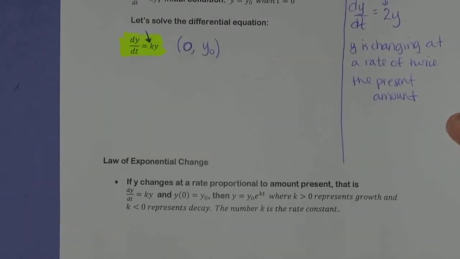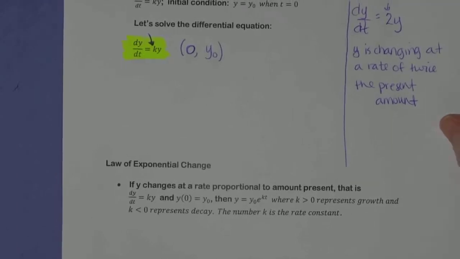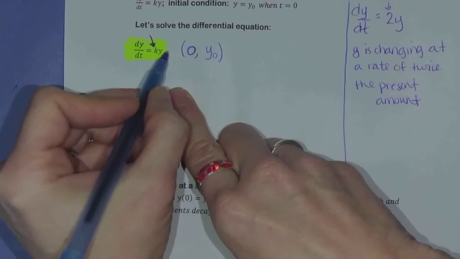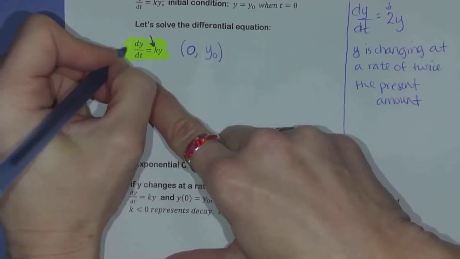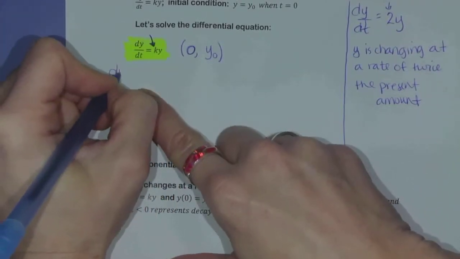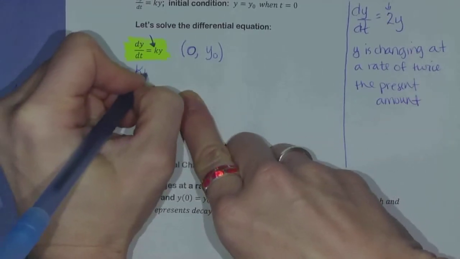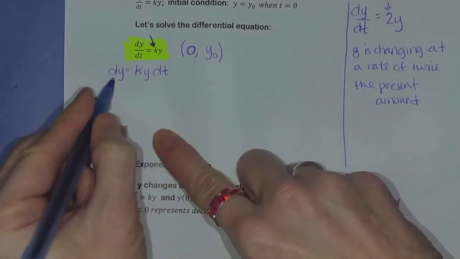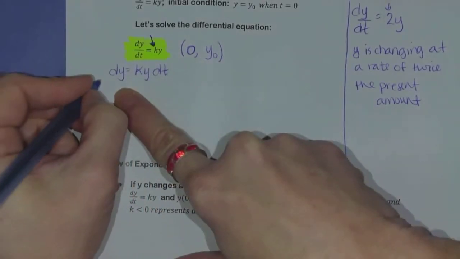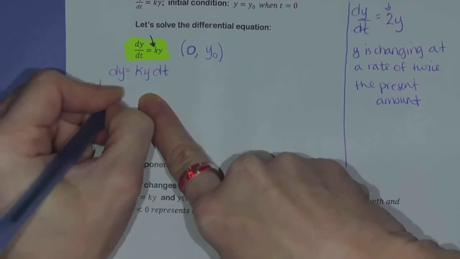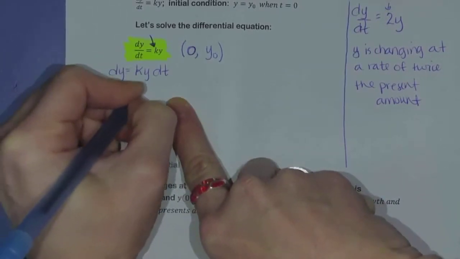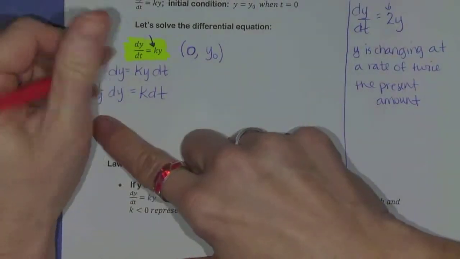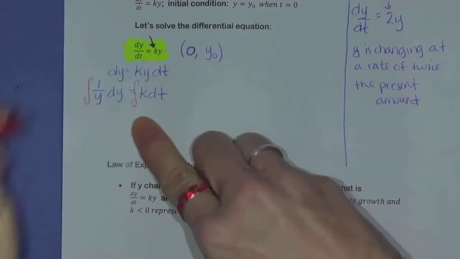Well, we know how to do that. We've been working on that for quite some time. So first we'll start by separating the variables. So I'm going to multiply both sides by dt, which will swing the dt over to the right-hand side, which will give me dy equals ky dt. Then I will divide both sides by y to move it to the left, which will give me 1 over y dy equals k dt. I will then integrate both sides of my equation.